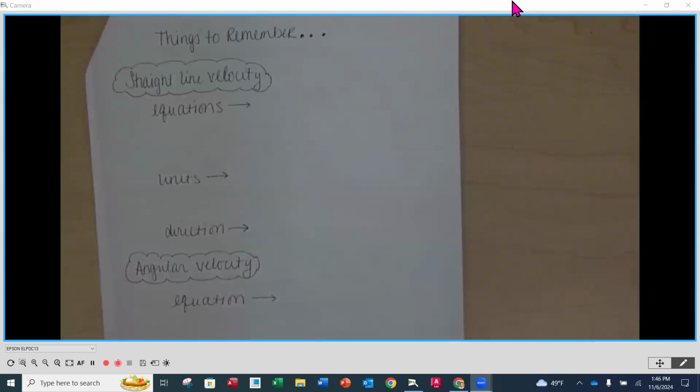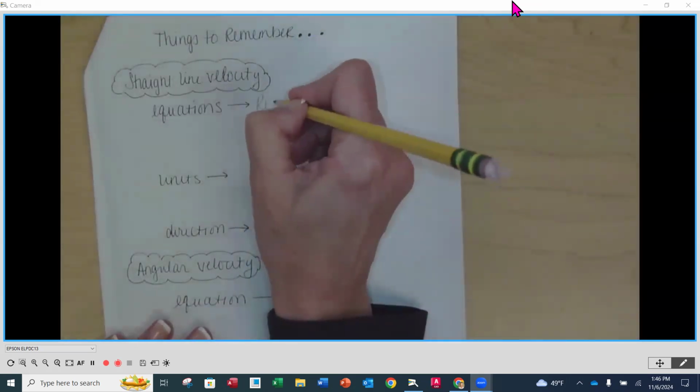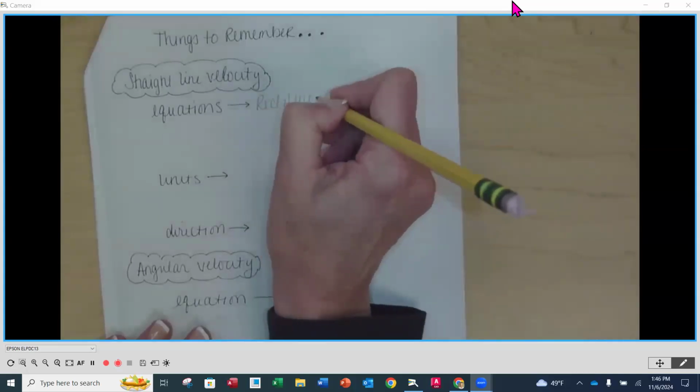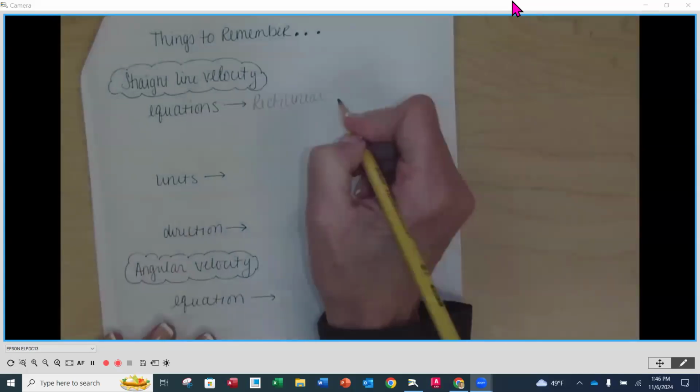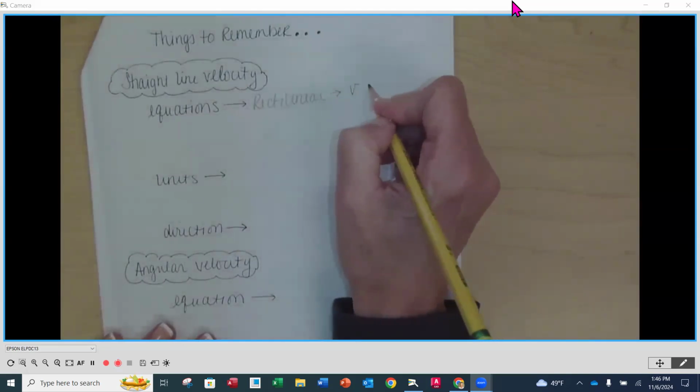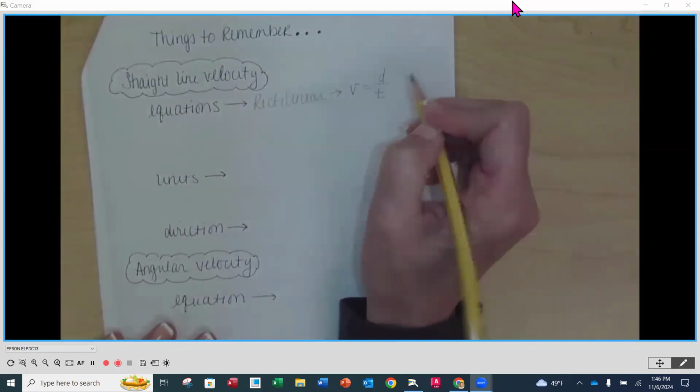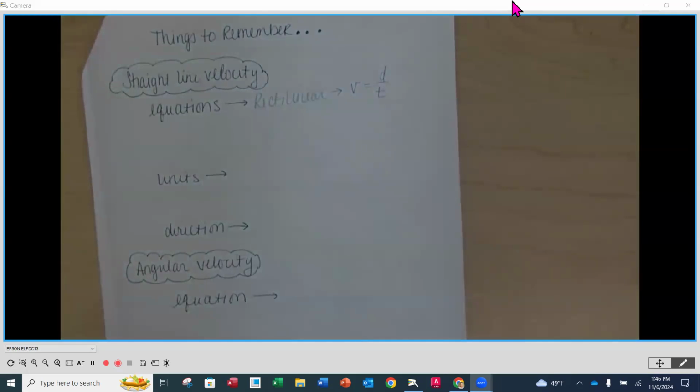All right, it's been a little bit more than a minute. Let's just start looking. We're going to look at straight line velocity first. There's actually two versions of straight line velocity that we looked at today. The first one, conveyor example, was rectilinear velocity. And that equation is going to be V is equal to distance divided by time.